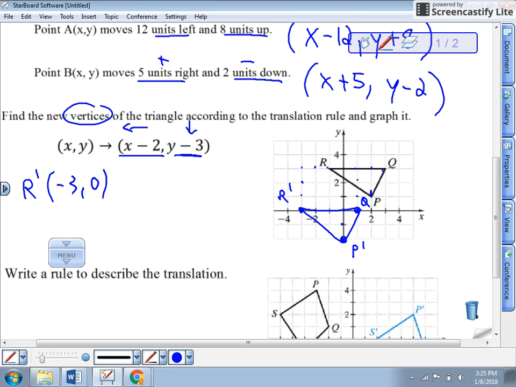Q prime would be, looks like 1, 0. And then P prime, let's do right back here, that's going to be 0, down 2. So 0, negative 2, there's the points.